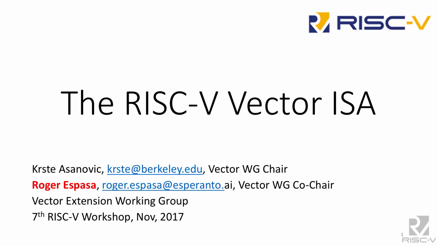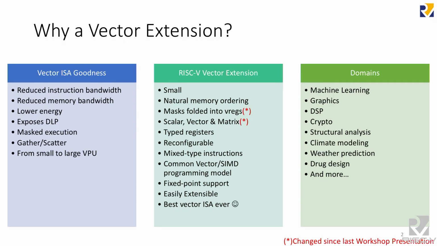I'm currently at Esperanto, as you can tell by the shirt. And I am here to present to you the work we've been doing in the Vector ISA extension in the working group, chaired by Christy. I'm the co-chair, and a lot of people have been contributing, so thanks a lot. And a lot has happened in the last few months. I think we've made a lot of progress. So let's go to it.